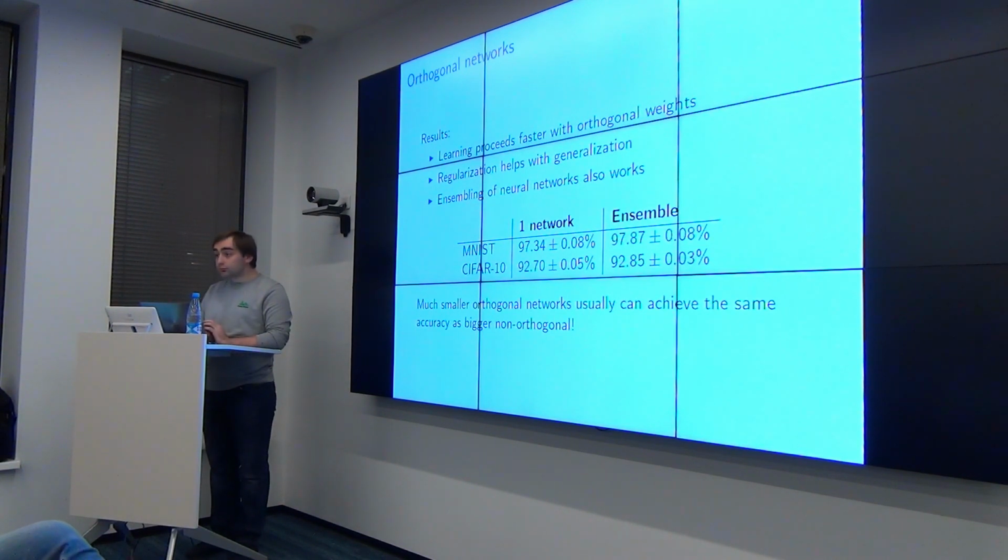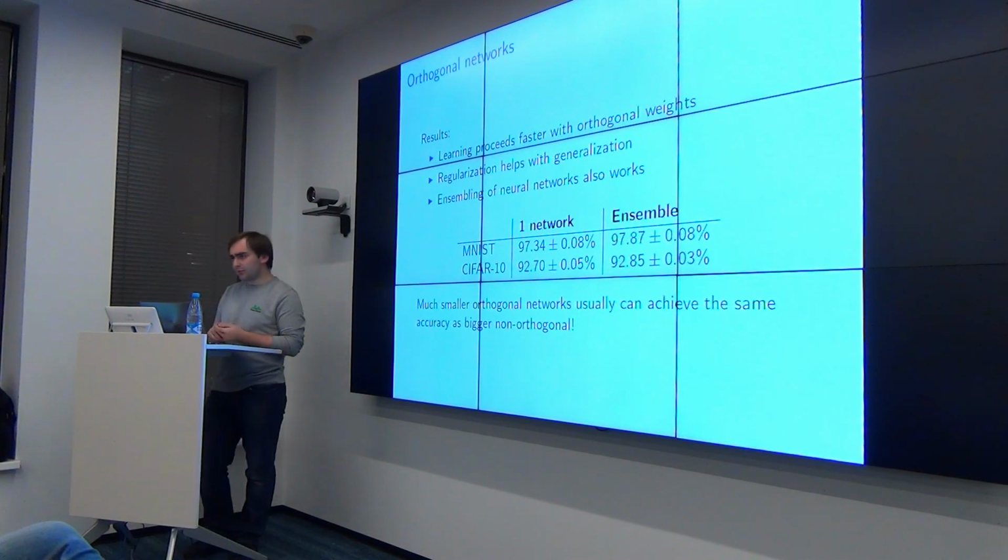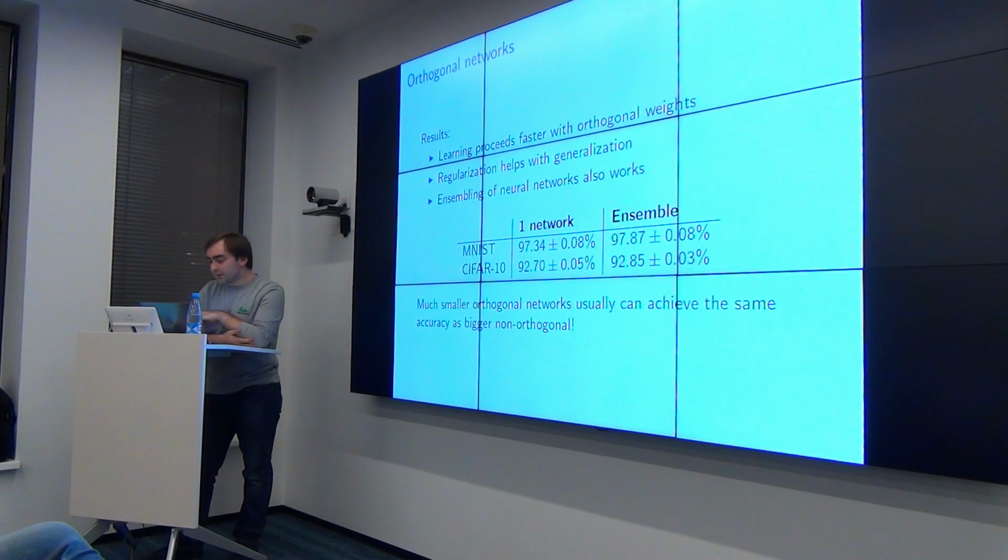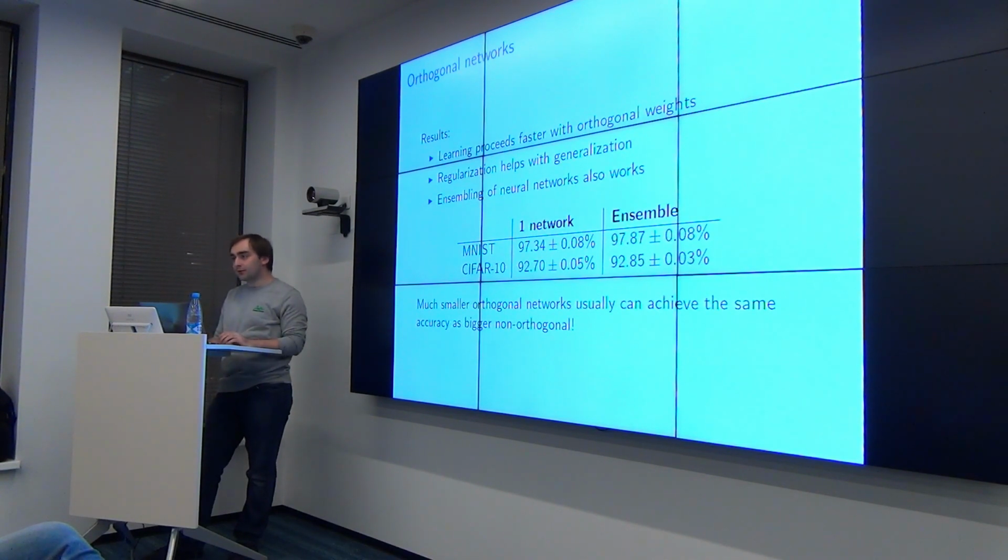What are the architectures here? Well, on MNIST we've taken some multi-layer perceptron, nothing convolutional. On CIFAR10 for non-orthogonal networks we tried something like VGG16, and here we get almost the same accuracy for a twice shorter network, something like VGG8.